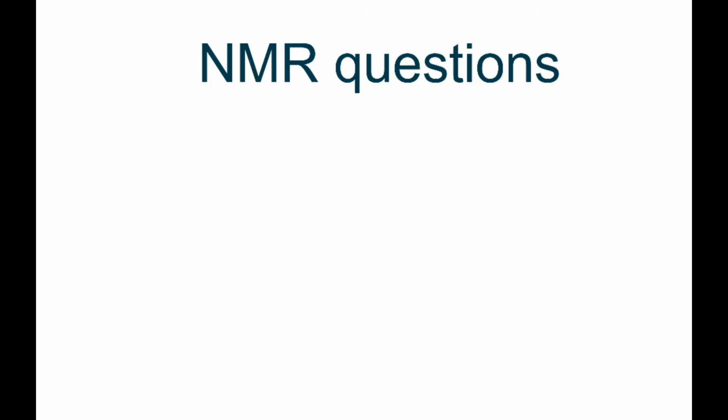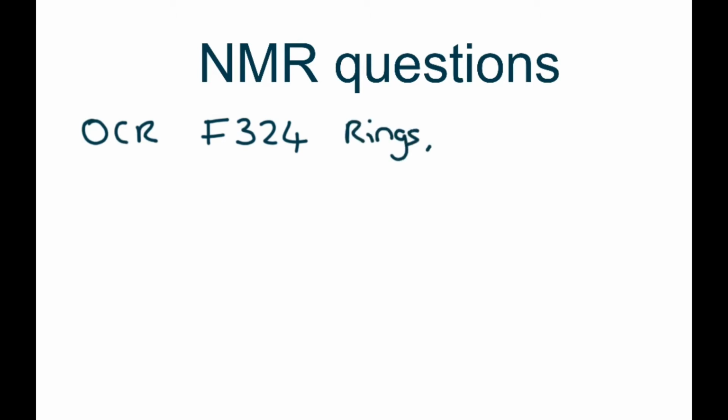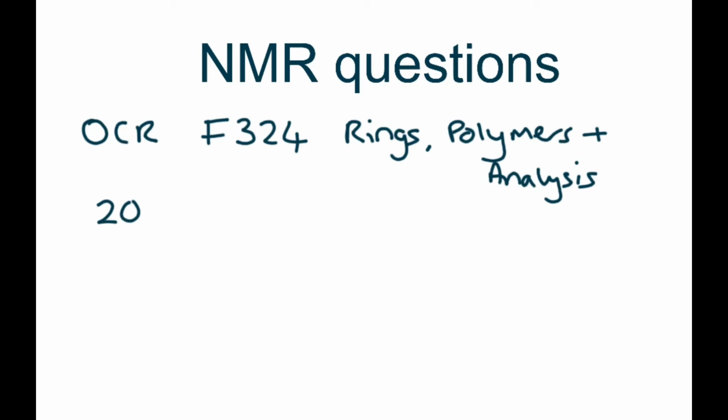So I've got 2 NMR questions, and they're both taken from the OCR exam papers. Old OCR exam papers, but it doesn't matter. From the F3-4 papers, the papers are called Rings, Polymers and Analysis, and I think there are 2 really good questions. The first question is taken from the 2014 paper, and the second question is taken from the 2015 paper. Okay, right, so let's start with the first question.